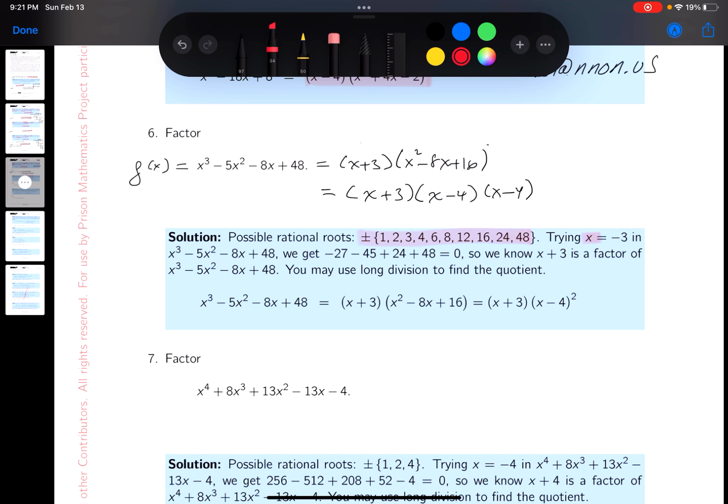What did I stumble upon, though? Well, I start low. Minus 3, I stumbled on that. It gives me a 0. And then I used long division to find the remaining factor. And the remaining factor was x squared minus 8x plus 16. And then I used trial and error, or just simply inspection, to factor that, and I get the same result. All right? Thank you.